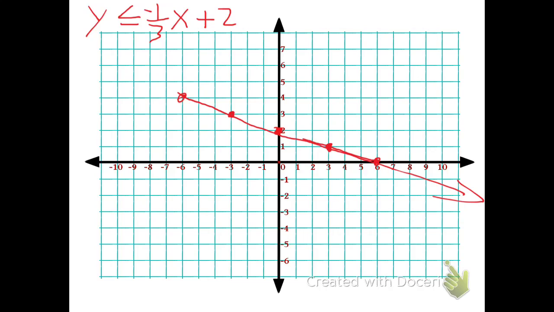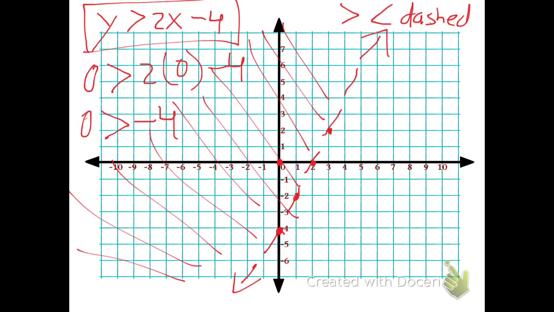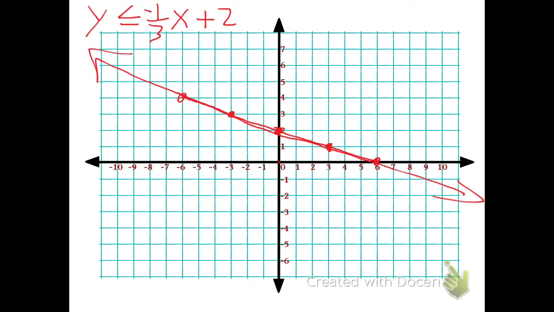Oh, that second one was crappy. Blam. Okay, much better. Okay, so now we got the line. If it has the equals to part, then you're going to make a solid line. The last one didn't have the equals part, so it's a dashed line. This one's going to be solid because it's got the or equal to part.